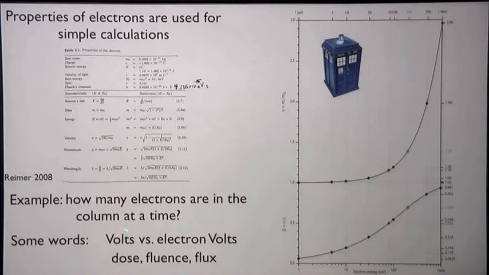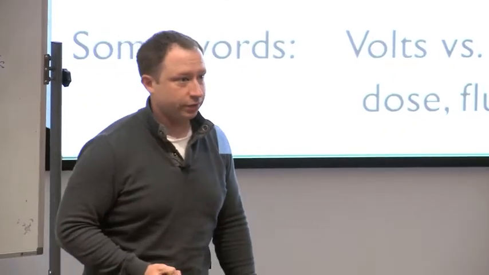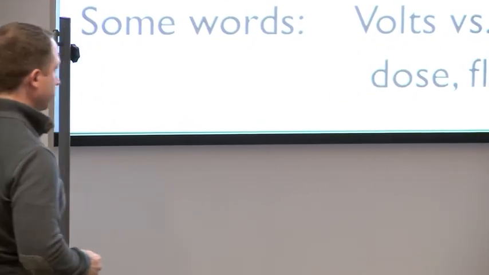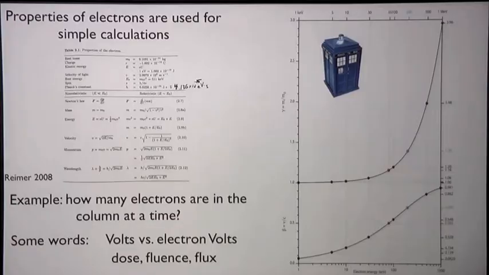Voltage is a measurement of electrical potential. It's not an energy. Electron volts is an energy. So if you talk about the energy of your microscope in volts, you're making a mistake. You should talk about it in electron volts. We often do it. It's a colloquialism, but if you're going to write a paper, you should put electron volts if you talk about energy.